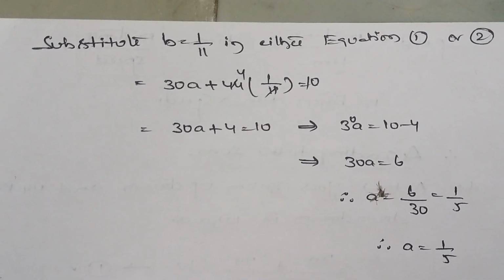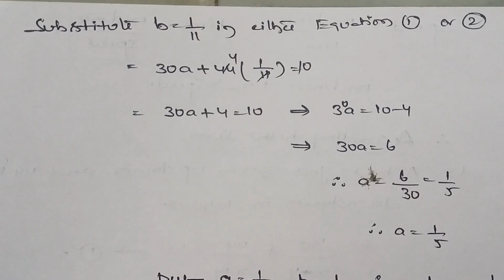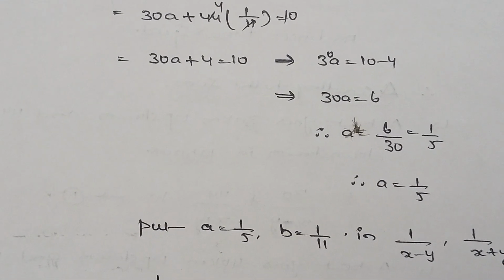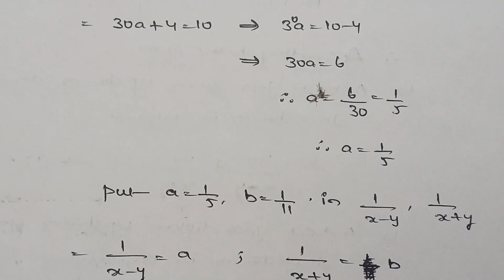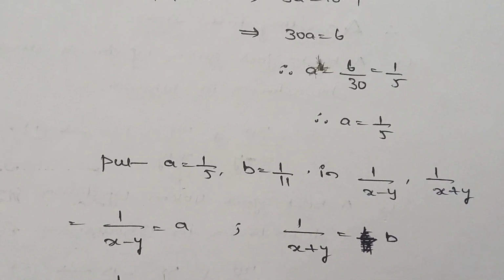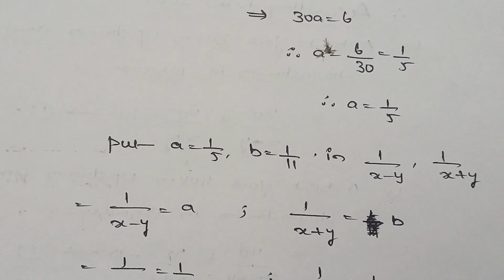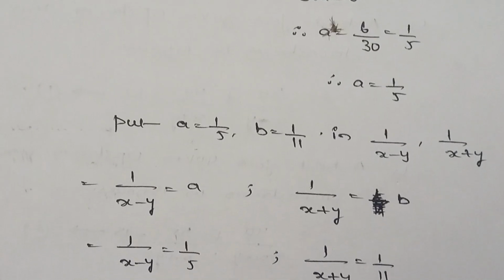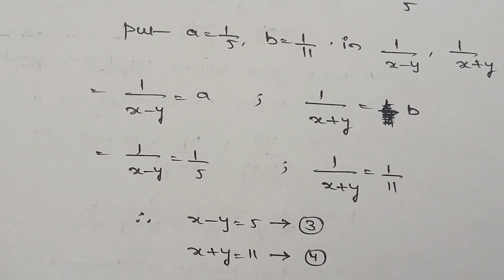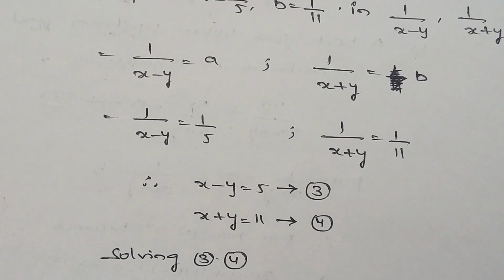Students, substitute b equal to 1 by 11 in equation 2. We get a equal to 1 by 5. Now put a equal to 1 by 5 and b equal to 1 by 11 in 1 by x minus y and 1 by x plus y, because the question is given in terms of x and y. So it becomes x minus y equal to 5, x plus y equal to 11.